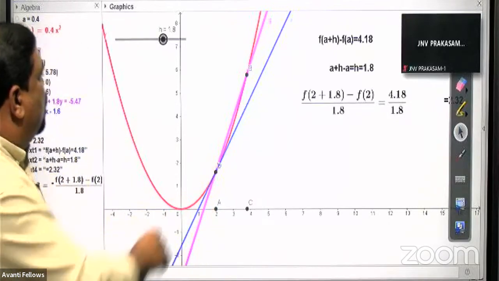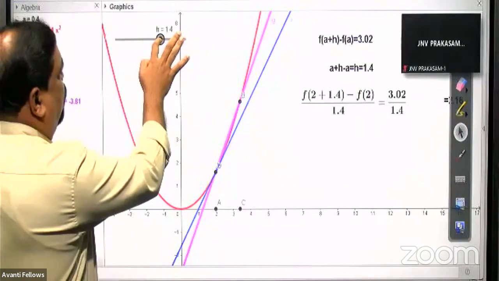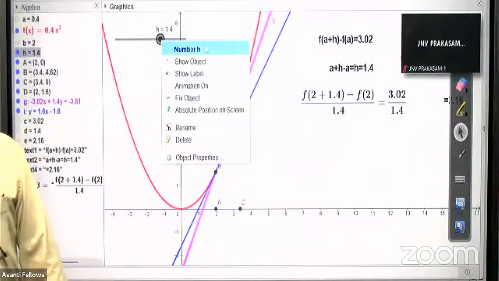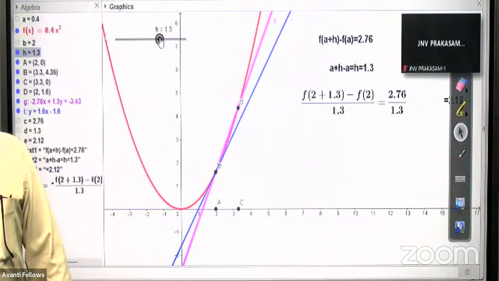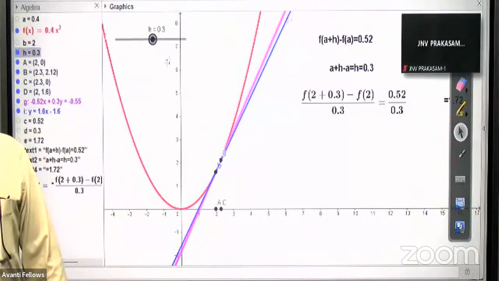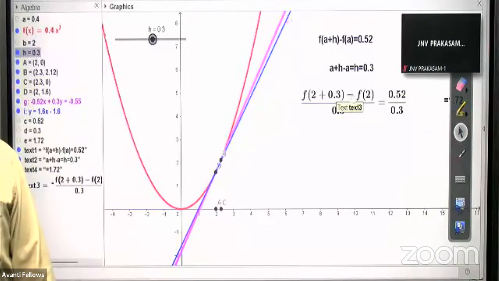Okay, so you can see the h value, f of a plus h means the h value. Now h is 0.3. In the graph, on the screen, you can see f of 2 plus 0.3 minus f of 2 divided by 0.3. That is actually f of a plus h minus f of a divided by h in this case.